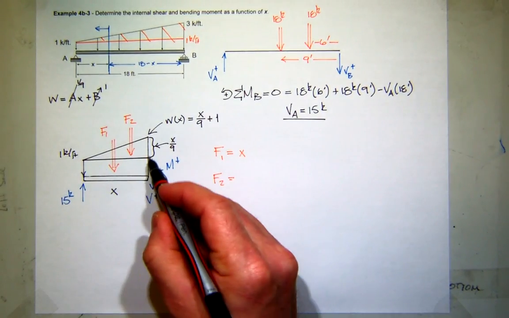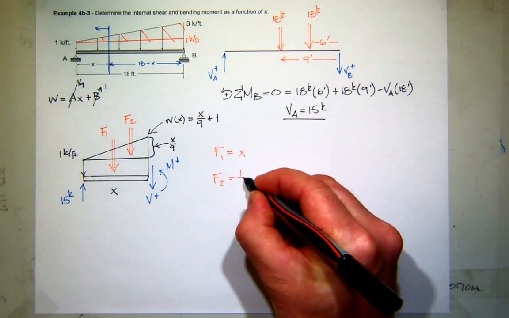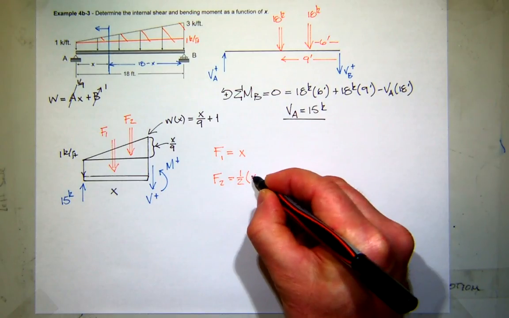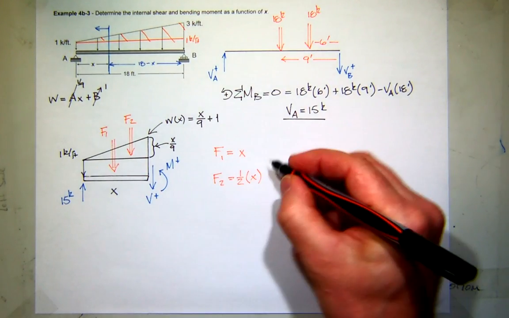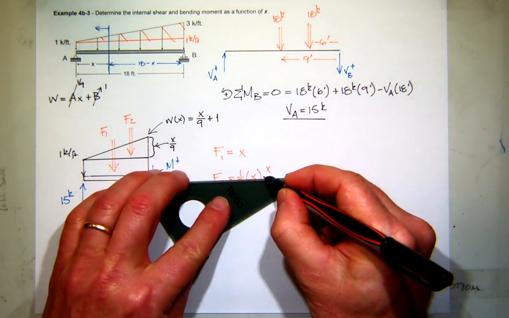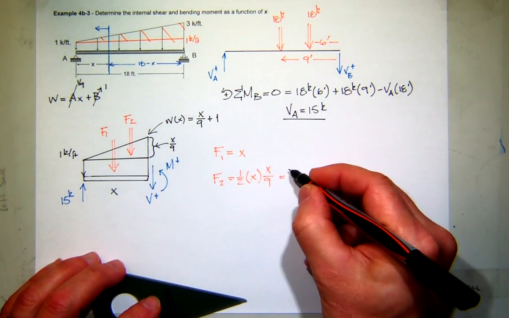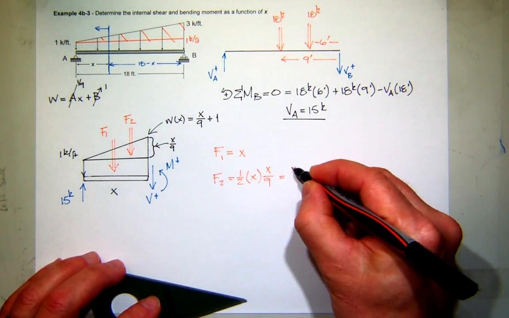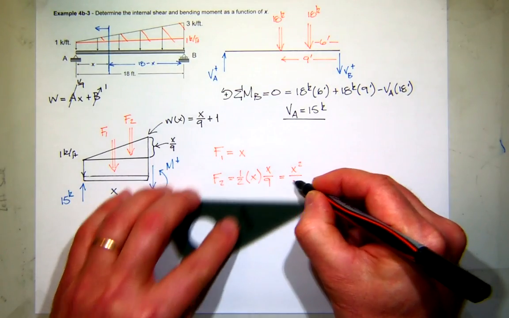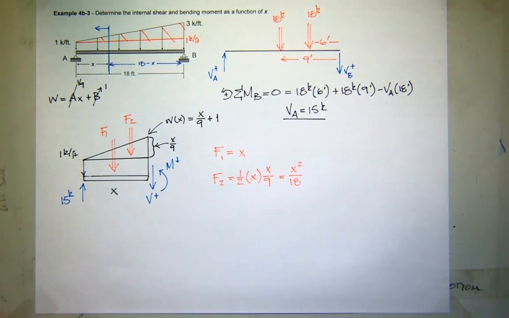What's F2 equal to? Well, it's a triangle, so it should be 1/2 base, which is x, times height, which is x over 9. So if you expand that, you get x squared over 18. Everybody see that?